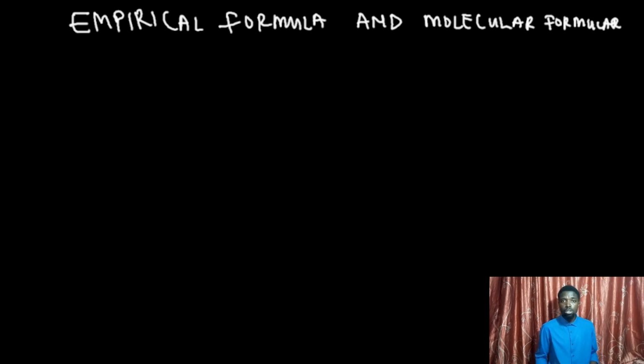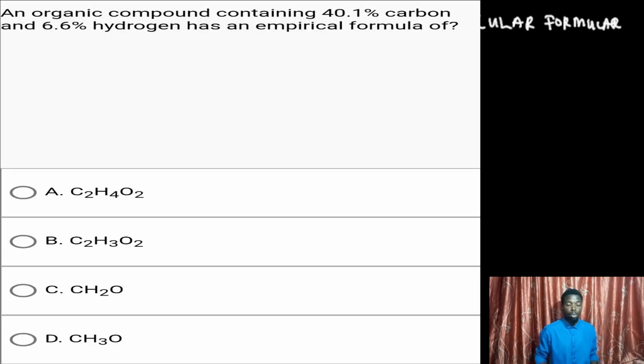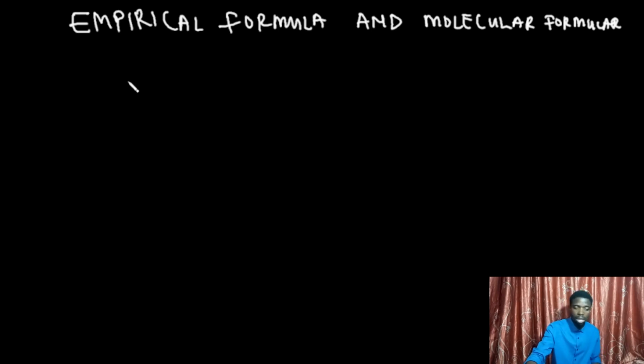Okay, let's try out some questions. We'll start with the first one. The first question we're going to try out is: an organic compound containing 40.1% carbon and 6.6% hydrogen has the empirical formula of dash. So let's solve this. The first rule is to identify the individual elements in this compound. As an organic compound, we should know that it should contain carbon and hydrogen. However, when you look at the options, you will now notice that there is also oxygen. So we'll have that the three elements involved here are carbon, hydrogen, and oxygen.